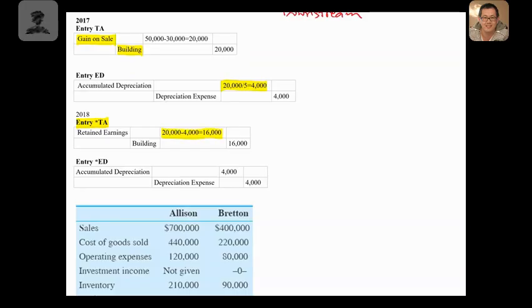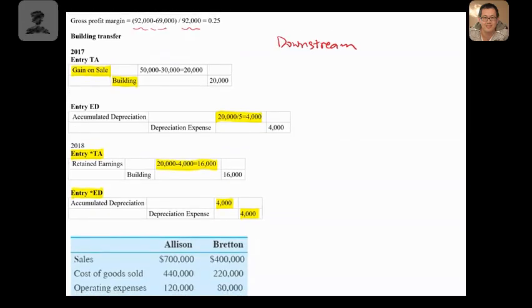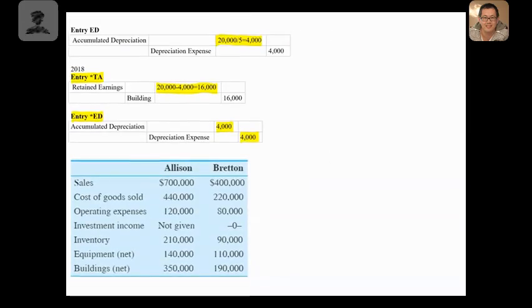That's 16,000. And the second entry is entry star ED, which just means that it's the second year. But because they are using the straight-line method, the annual depreciation is the same every year, so that's still 4,000 for this journal entry. All right, so those are the consolidated entries we need for the building transfer. Okay, so then let's move on to answer the questions.